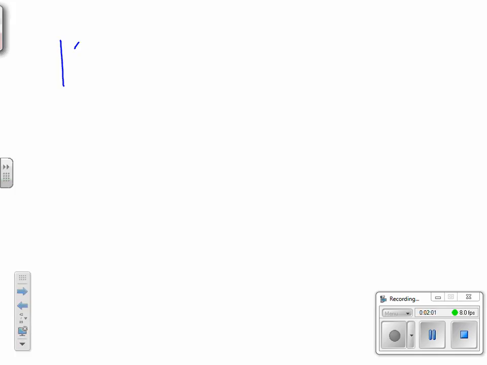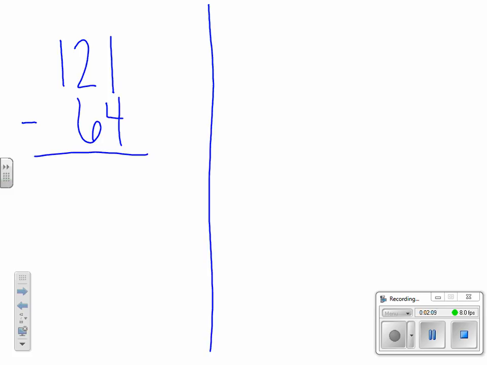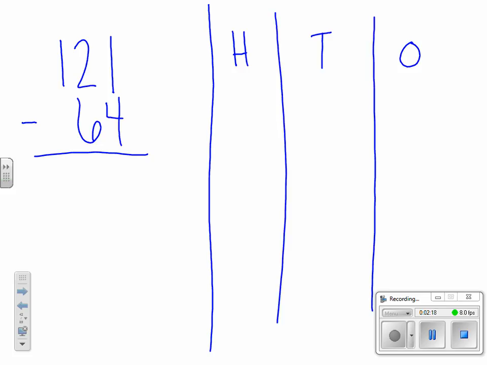So let's say we've got 121 minus 64. Okay? I'm going to go ahead and write my algorithm. I'm going to write it vertically there. Have my hundreds, tens, and ones. And I'm going to go ahead and create 121 in my hundreds chart, or my place value chart there.